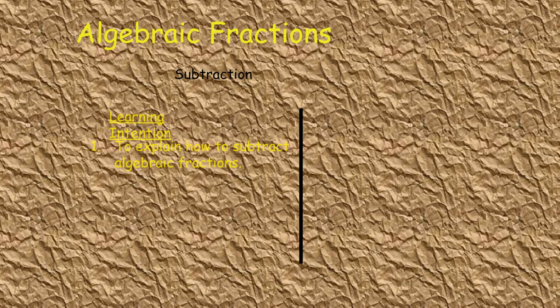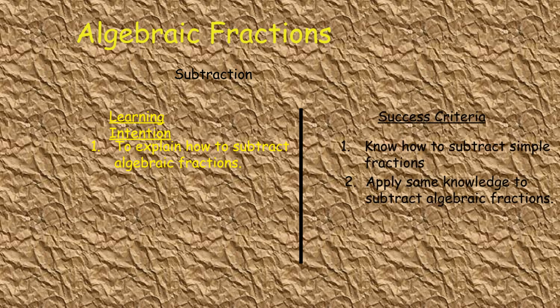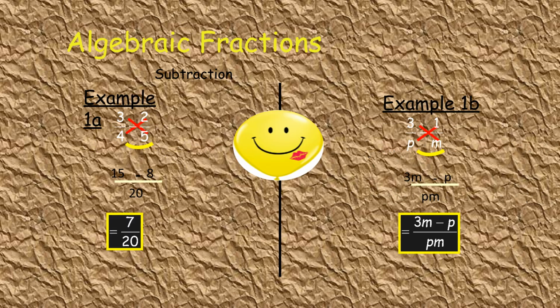We now focus on subtracting algebraic fractions. Our goal is to explain how to subtract them. The success criteria are knowing how to subtract simple fractions and applying that knowledge to algebraic fractions. Subtraction of algebraic fractions follows the same steps as addition. We find the common denominator and then subtract the numerators.